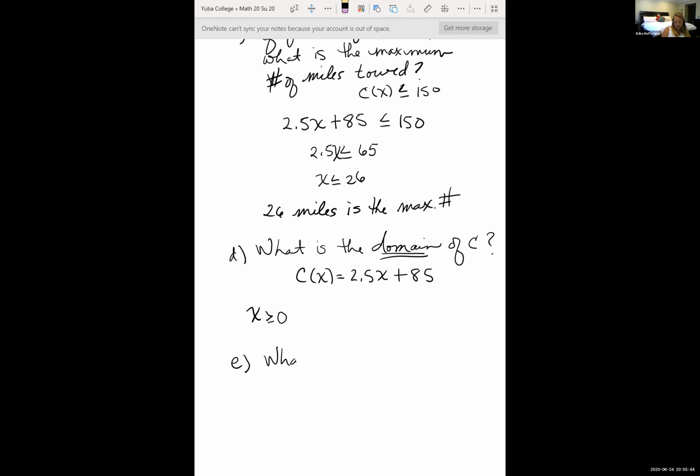What does the slope represent in this problem? So a lot of times rewriting it as a fraction is helpful.